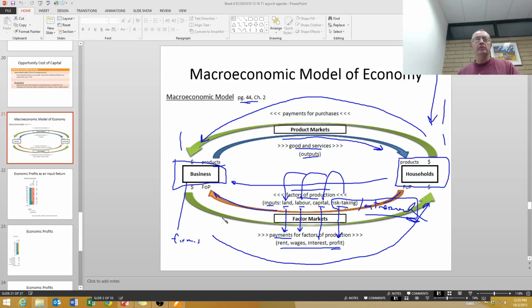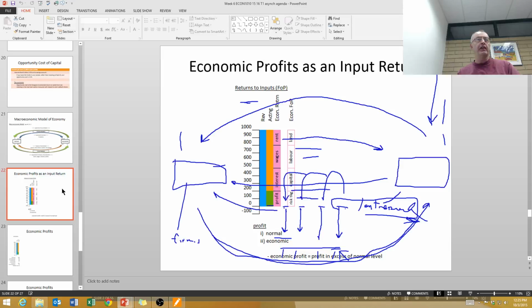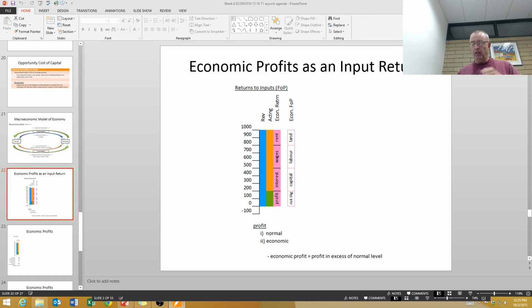And so economists see this payment for the use of entrepreneurial skill to be a payment to a factor of production, just the way these other payments are for the other factors of production. Economists see that these payments for factors of production are all costs, rather than profit simply being a residual. Okay, so economists view profits as a return to the factor of production of entrepreneurial skill.